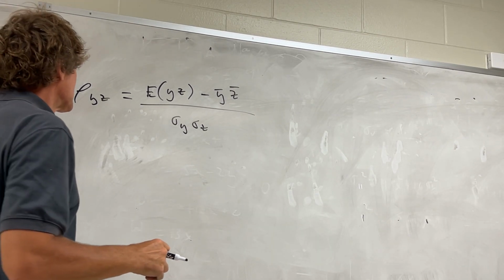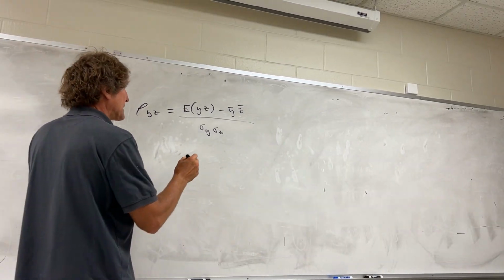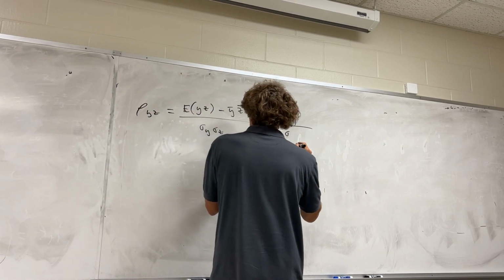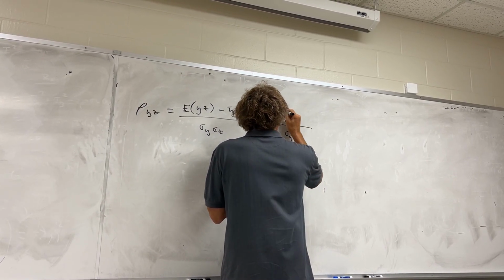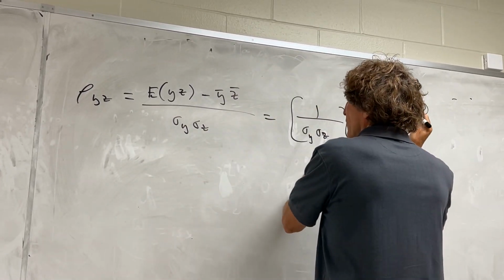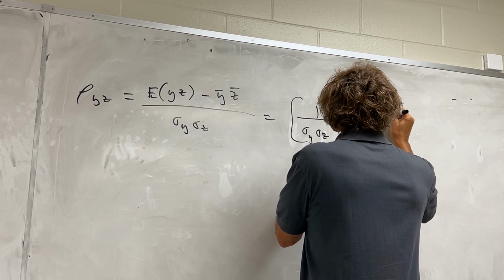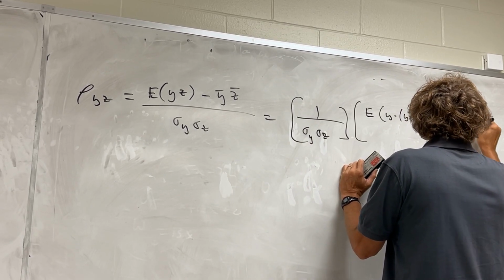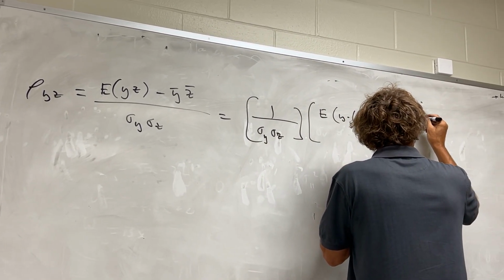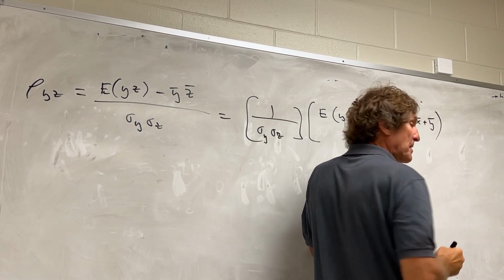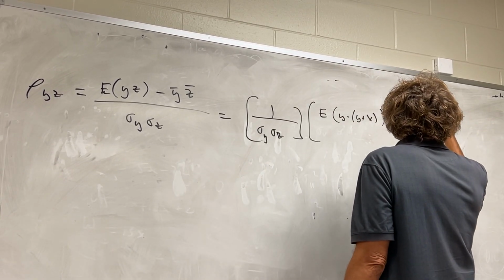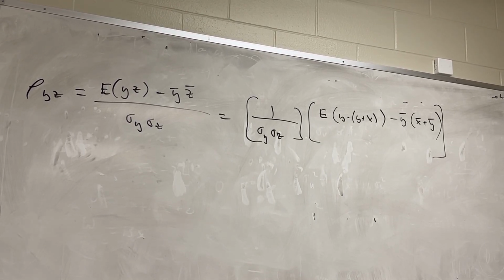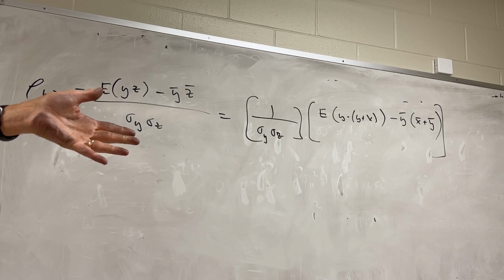So if I take a look at this, what do I end up getting? I have 1 over sigma y sigma z. We have that information. Now, the expected value of yz, that's the expected value of y times quantity y plus x, minus y bar. And the expected value of z right here is going to be simply x bar plus y bar. Do you all agree with that, by the way? Class? If z is equal to x plus y, and you want the average value, it is the average value of x plus the average value of y. Do you all follow me?